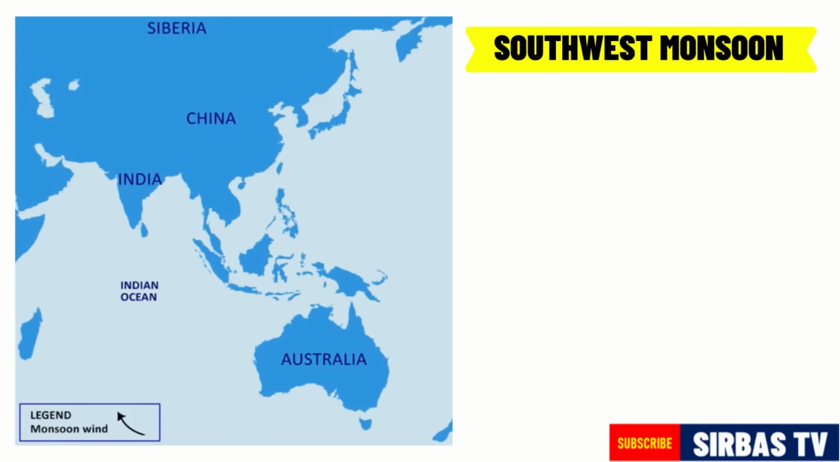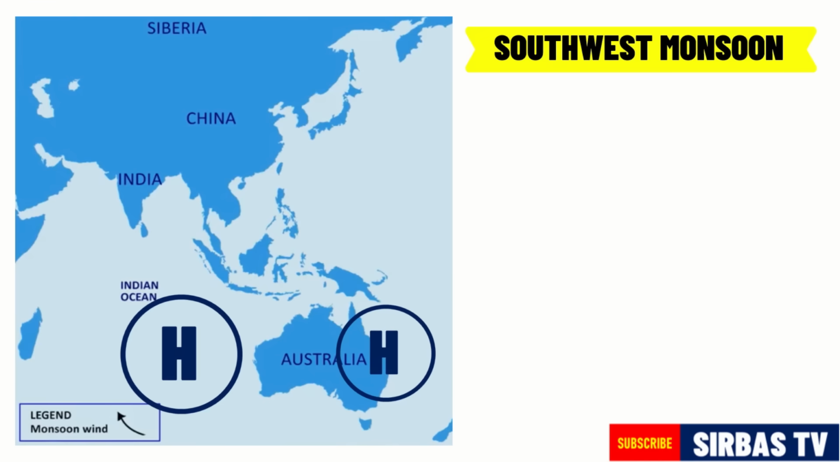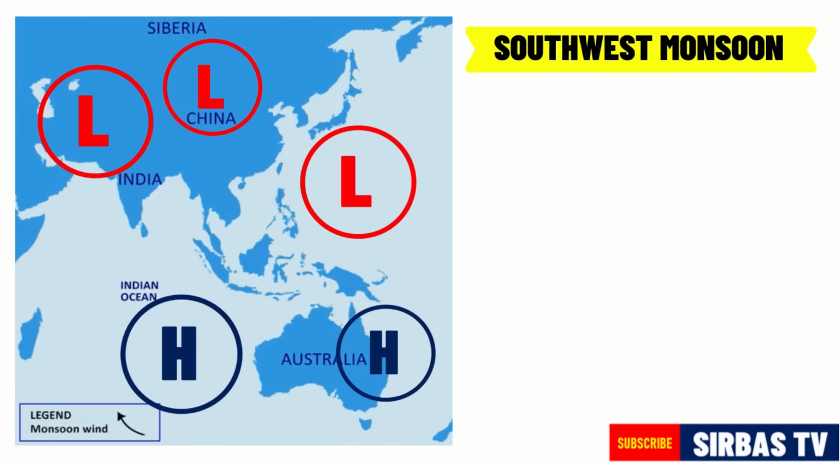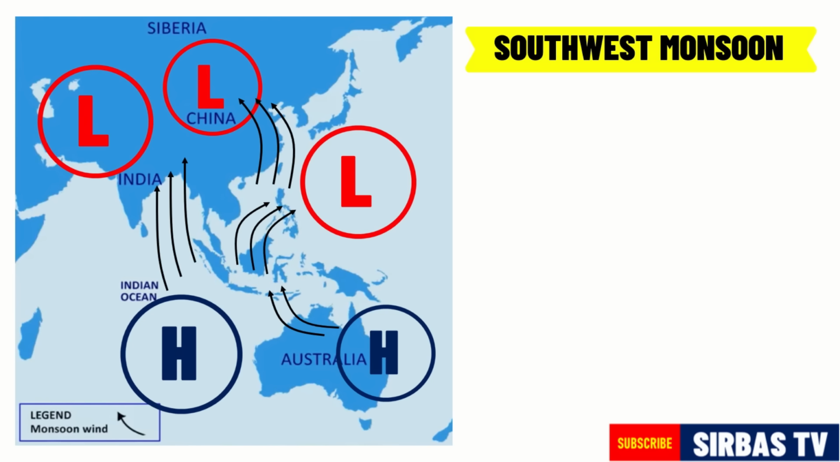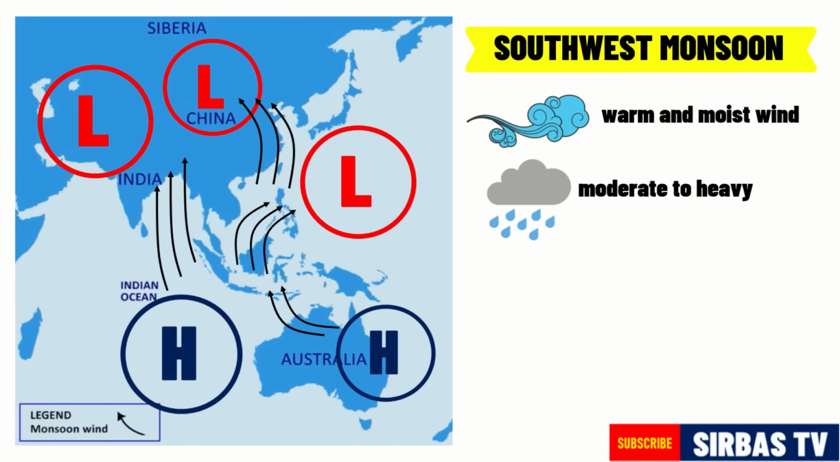On the other hand, during the southwest monsoon, the high pressure is located on the South Indian Ocean or Australian continent, and the low pressure is located in China and Siberia. The wind will come from the southwest, hence it is called the southwest monsoon. It brings warm and moist wind. The associated rainfall is moderate to heavy or sometimes torrential rainfall. It happens from June to October.